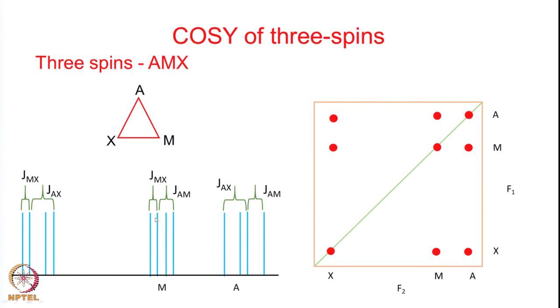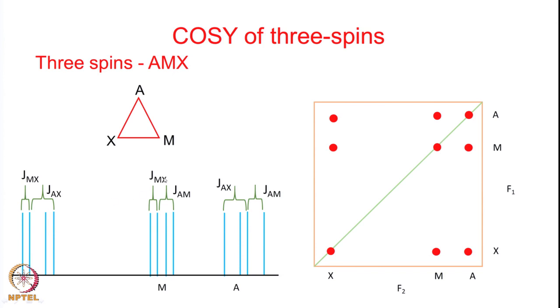And the M spin has the MX coupling and the AM coupling. Here the AM coupling is assumed to be larger than the MX coupling, therefore this one is like this and this one is like this. Of course these structures can change depending upon the relative magnitudes of the coupling constants. So now the X spin likewise has a MX coupling here. Notice this coupling has to be the same as what is present here, okay. And the AX coupling of course appears here as well and appears here. Therefore this coupling has to be the same as this AX coupling here. So then you put that together, so all of these look different in their fine structures.